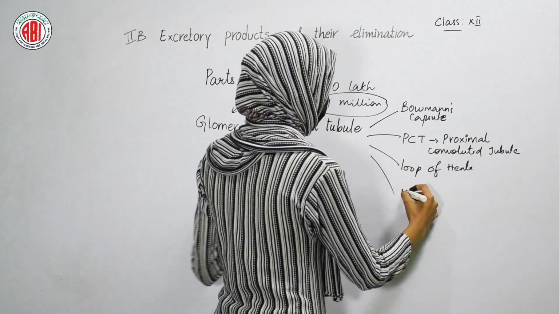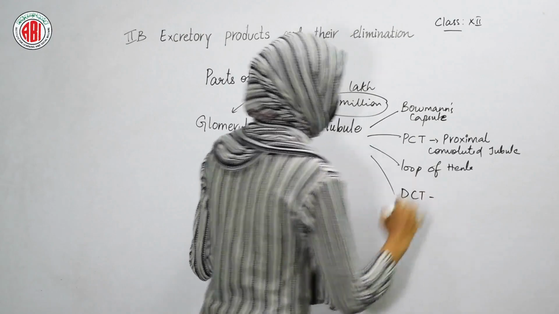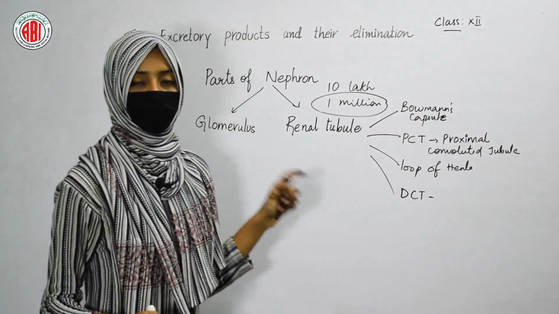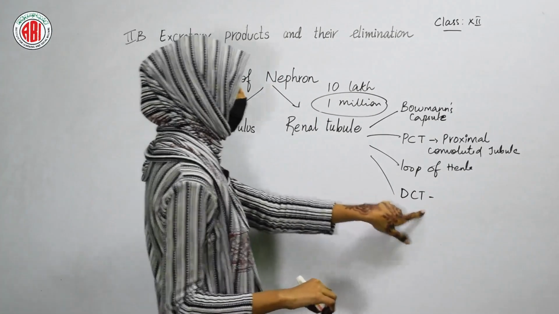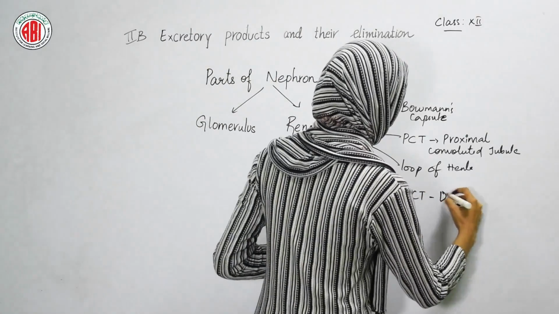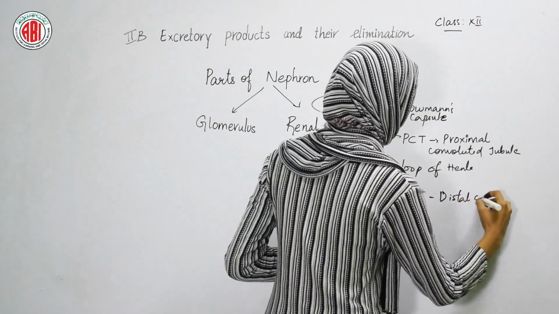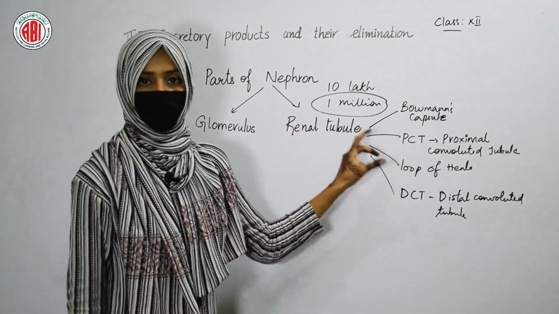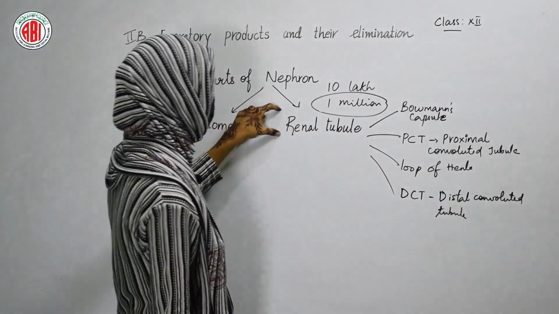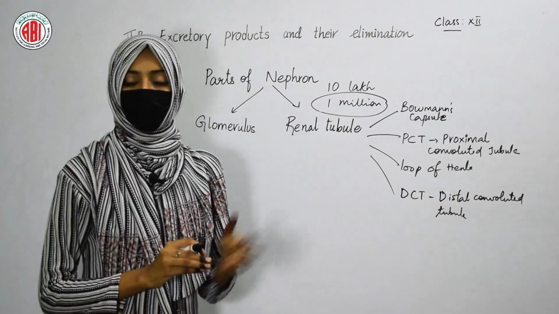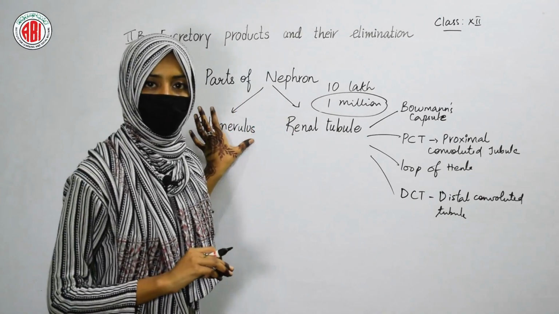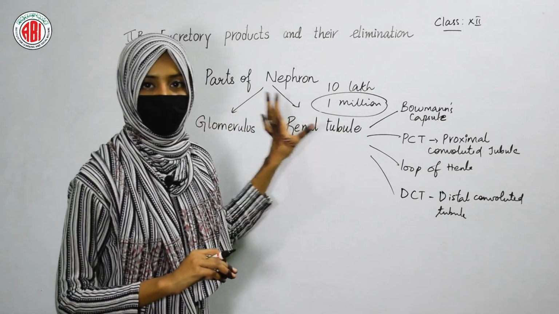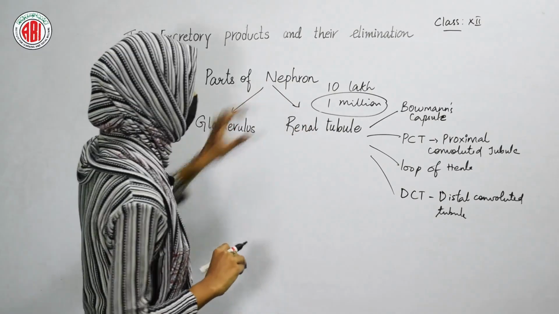After the loop of Henle, one more tubule is found, and we call this tubule DCT. The DCT stands for distal convoluted tubule. So these are the different parts that together form a structure called the renal tubule of a nephron. The structure of the glomerulus we'll talk about later. Firstly, we'll look at the structure of the renal tubule.